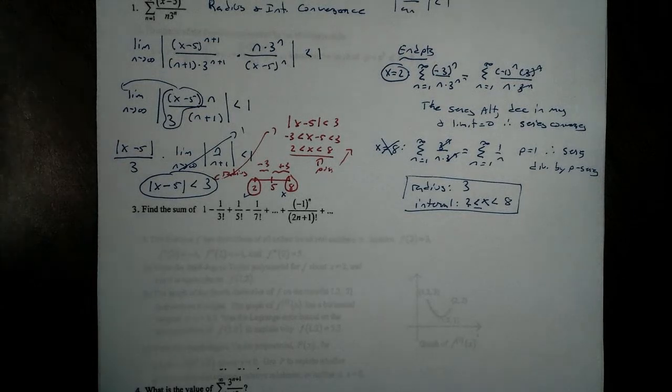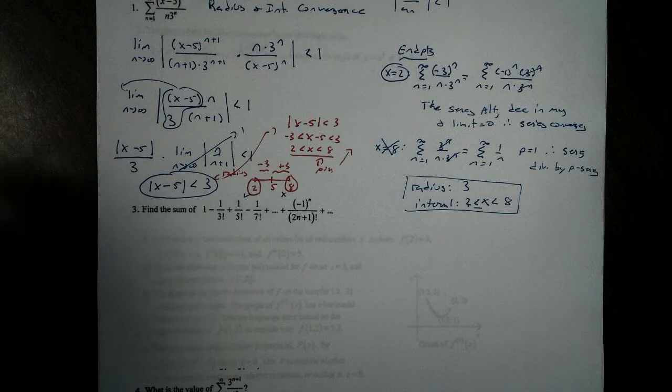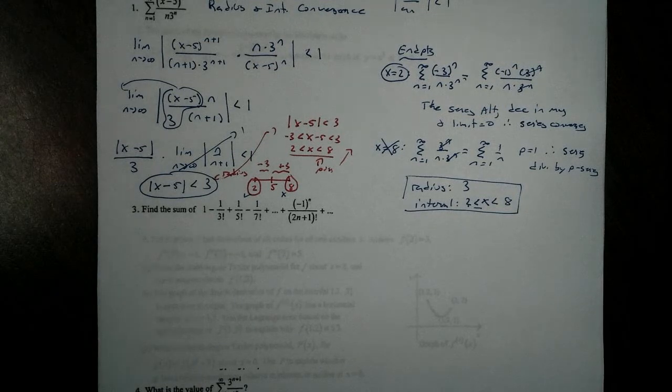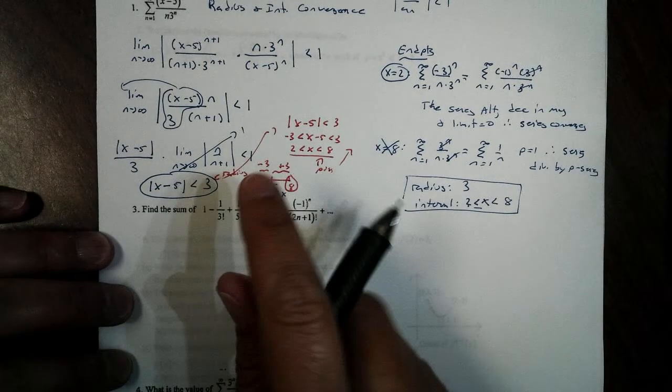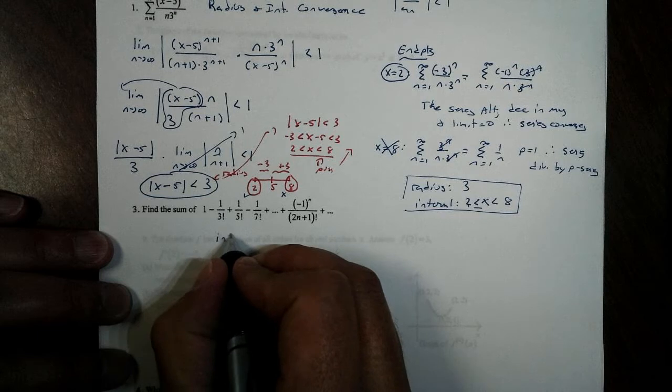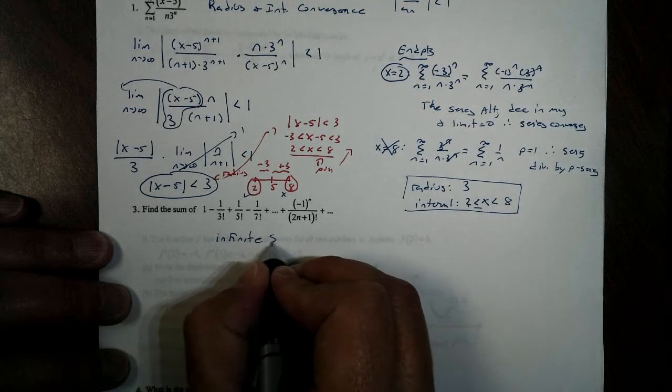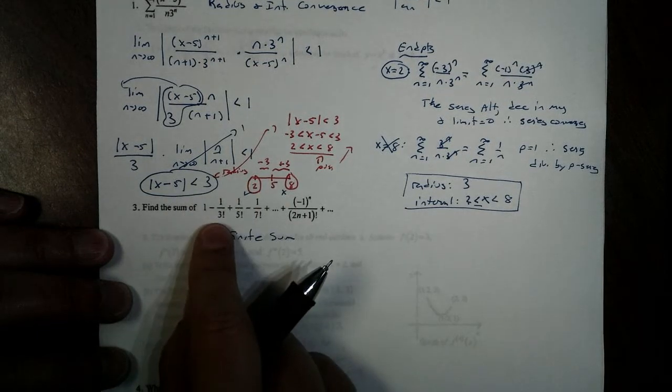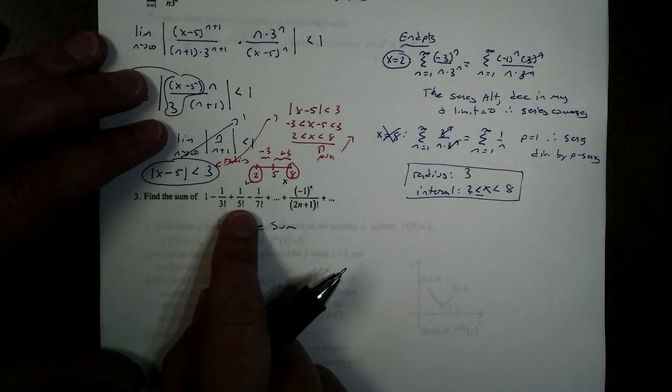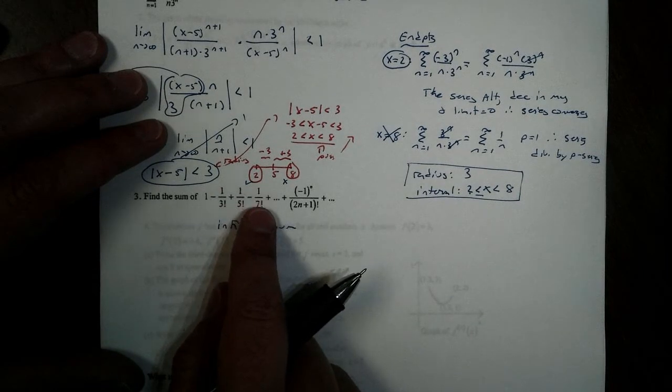Now number 3 here is a fun one. This is asking us to find the sum of a series. And if you look at this, it says this is an infinite sum. So this is an infinite sum. We want to find out what this equals right here. 1 minus 1 over 3 factorial plus 1 over 5 factorial minus 1 over 7 factorial.